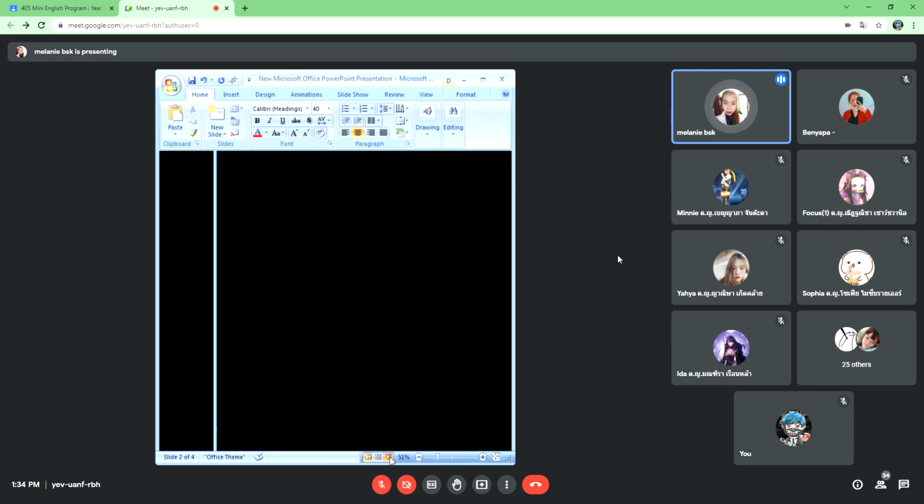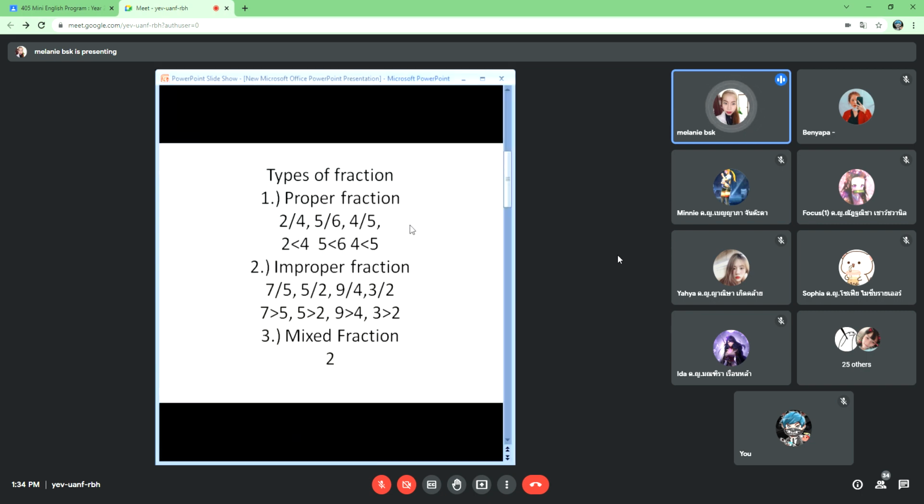For the proper fraction, the numerator should be less than the denominator. We have the parts of a fraction, right? We have the numerator, the upper number, and the lower number as the denominator. If the numerator is lower or less than the denominator, it is a proper fraction.